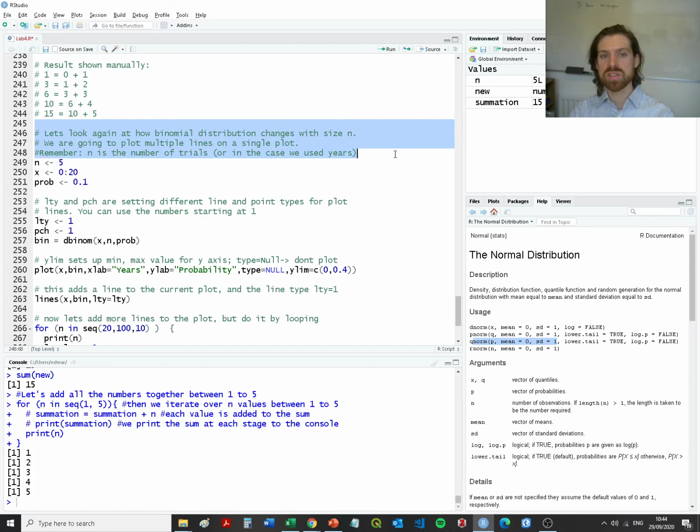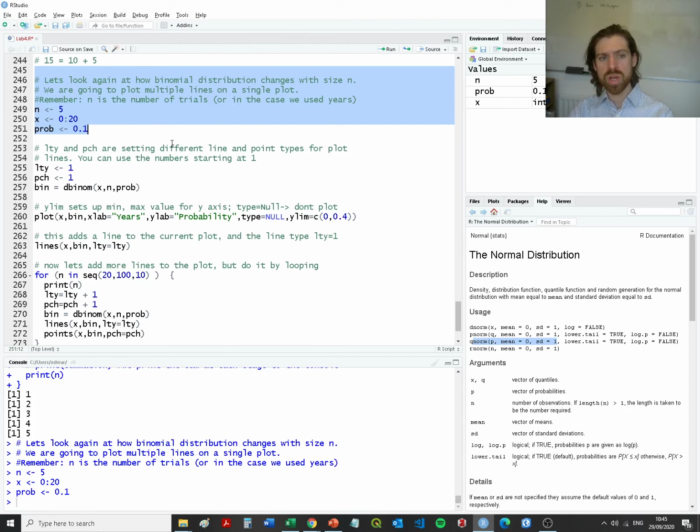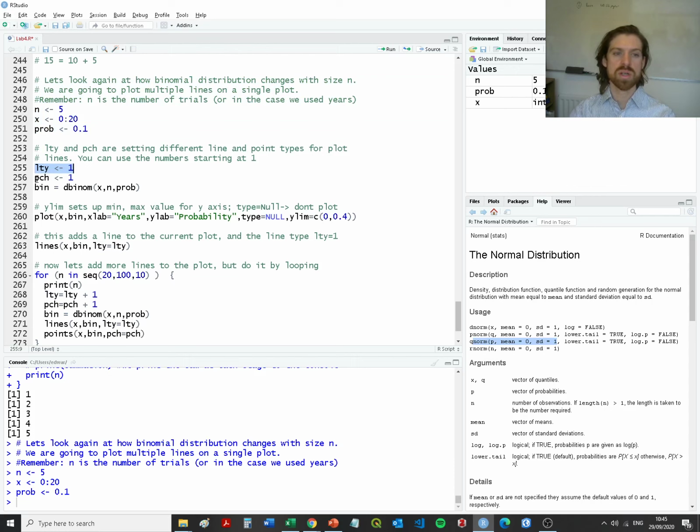We can also think about this in terms of the binomial distribution. This is a more complicated example, but it provides some insight into how the binomial distribution changes as we change the trial number size. You'll remember that n is equal to the number of trials. We used 5 originally because we were thinking of a 5-year period, but here we're going to change that. What we want to do is visualize the result at each iteration within the loop. So we're going to specify the line type, which we'll start as 1, and the point type, which we'll also start as 1.